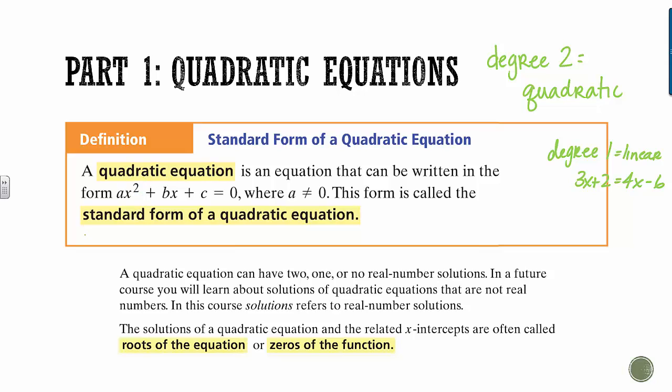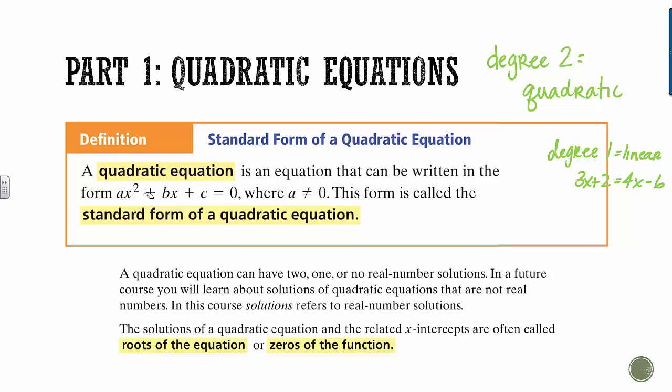And when it's written like this, it's called the standard form of a quadratic equation. Because again, if you remember about polynomials, standard form means that you take the exponents and you order them from least to greatest. So it goes 2, 1, 0.